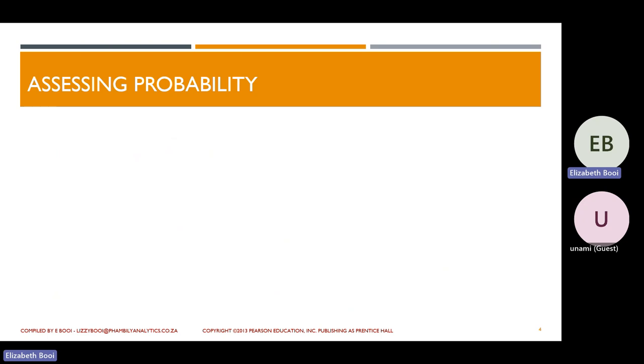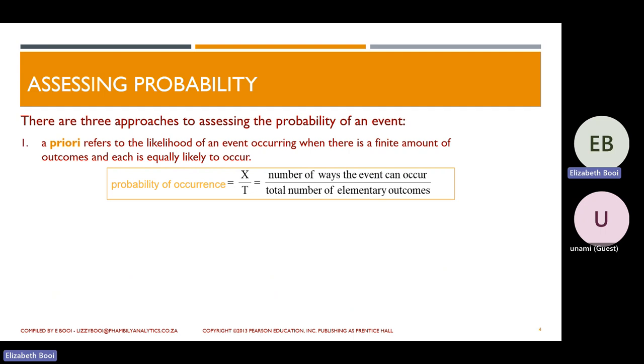Now, when we assess probabilities, there are three different ways that we can do so. We can use the a priori approach, which is the likelihood of an event occurring when there is a finite number of outcomes that exist. The probabilities that you're going to be working with in this module are always a priori. The probability that something will happen in a priori is the number of outcomes satisfying that event divided by the total number of outcomes.